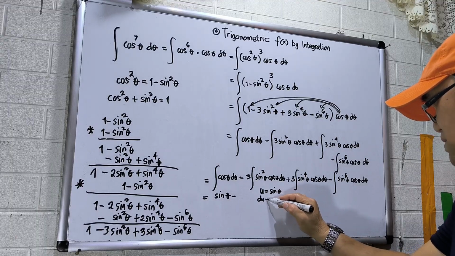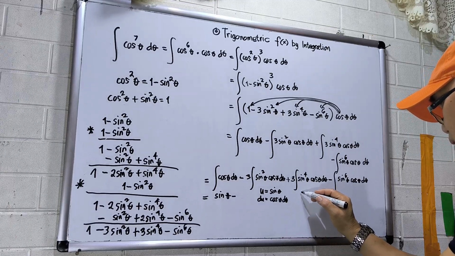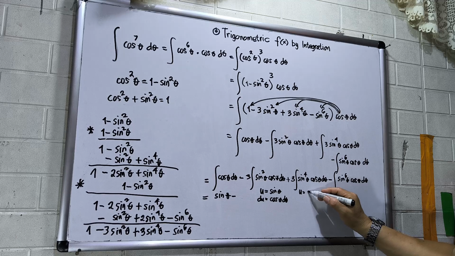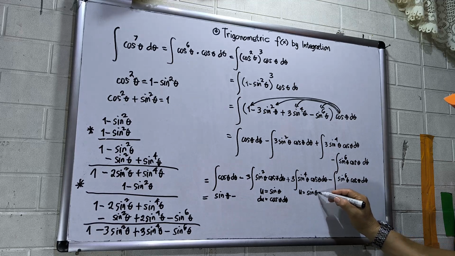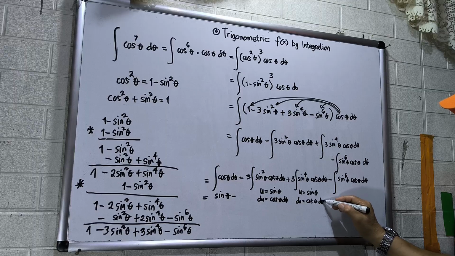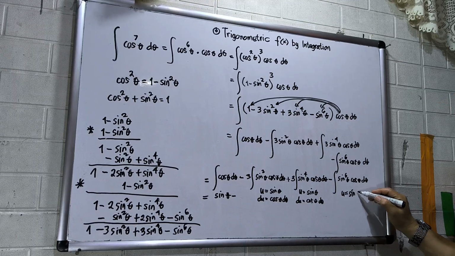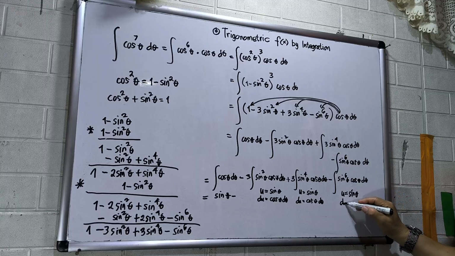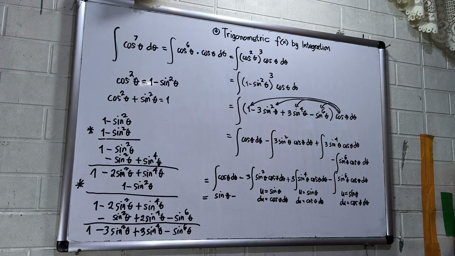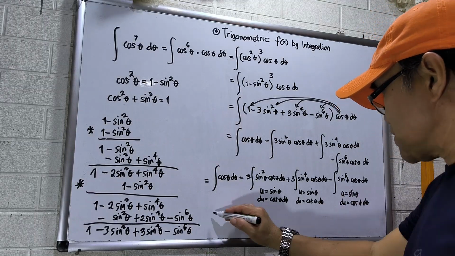Then du is cosine theta d theta. Same in here, u equals sine theta. Then du is cosine theta d theta. In here also, u equals sine theta. Then du is cosine theta d theta. Okay? So, just write in here.